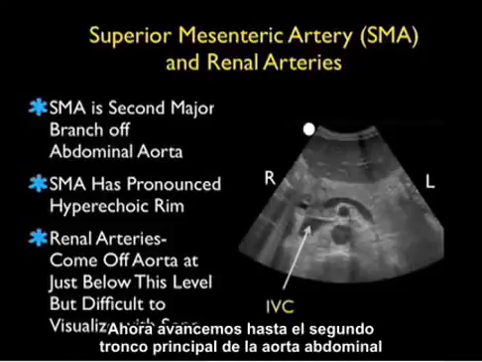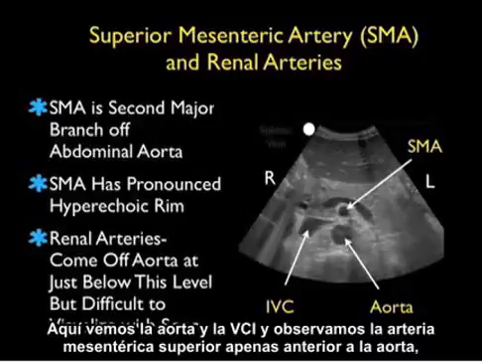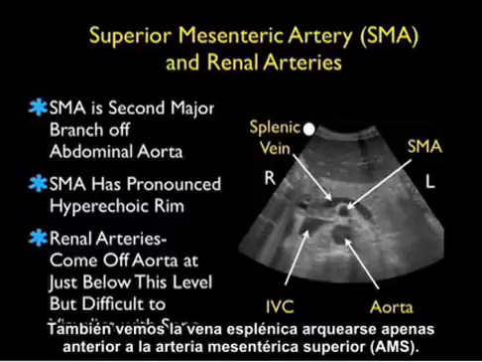Now let's move on to the second major branch of the abdominal aorta as shown here in the pictorial to the right, which is the superior mesenteric artery. Here we see the aorta and IVC, and notice the superior mesenteric artery just anterior to the aorta with a pronounced bright or hyperechoic rim. We also see the splenic vein arching just anterior to the SMA.